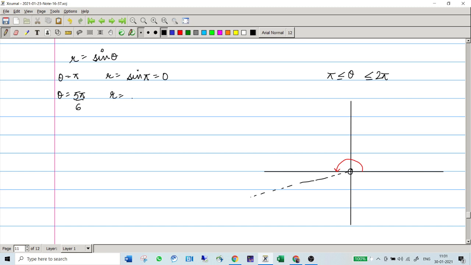So our value for r would be sine 5 pi by 6. The value for sine 5 pi by 6 is... no, -1/2, right? -1/2. So you have your point as (-1/2, 5 pi by 6). So this is your r, this is your theta.